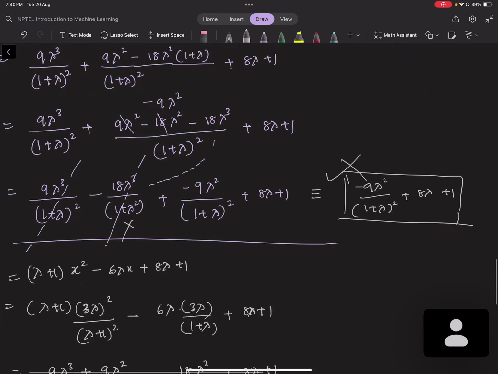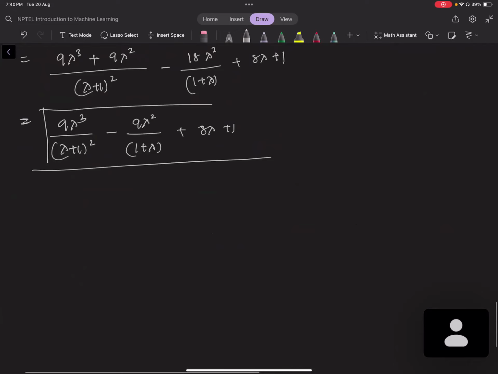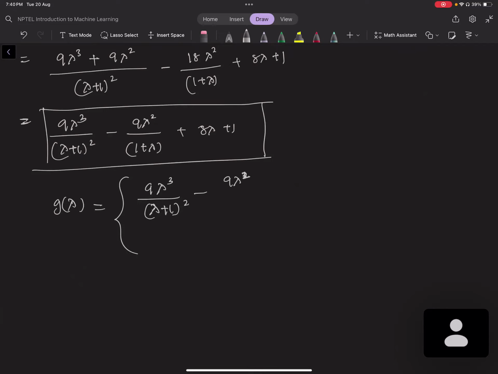So this is not correct. So this should be the final answer. It should be coming. I hope everyone is getting this. And so after getting this, we can say that z of lambda is equal to 9 lambda cube by lambda plus 1 square minus 9 lambda square by 1 plus lambda plus 8 lambda plus 1.